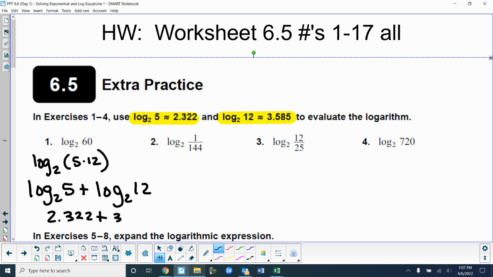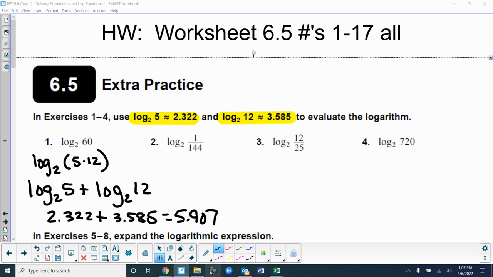You're supposed to expand it into an addition problem so you can add the 2.322 and the 3.585. Okay? So what is that? 7, 10, another 9, 5, 9, 0, 7.